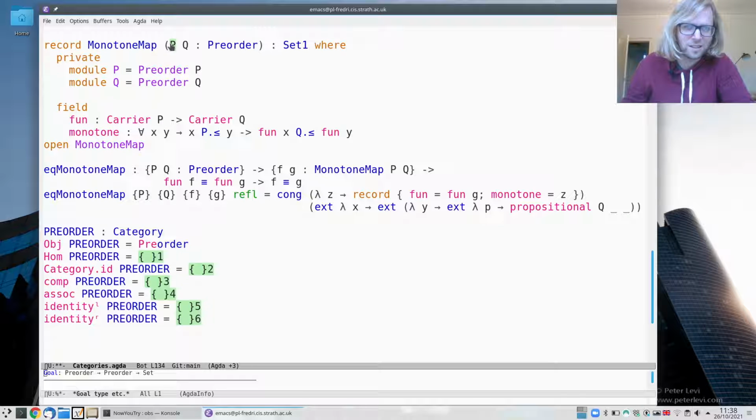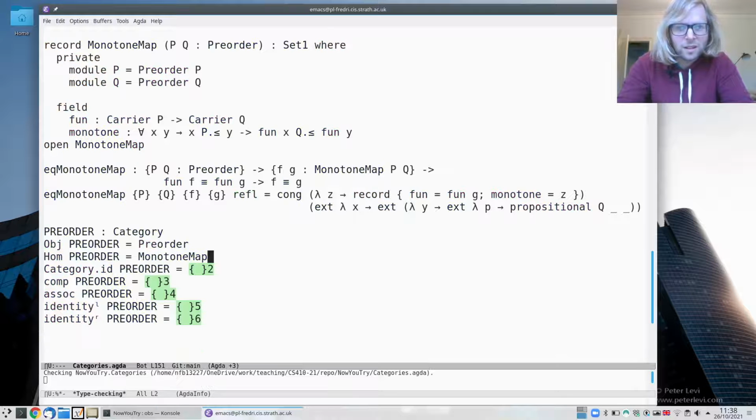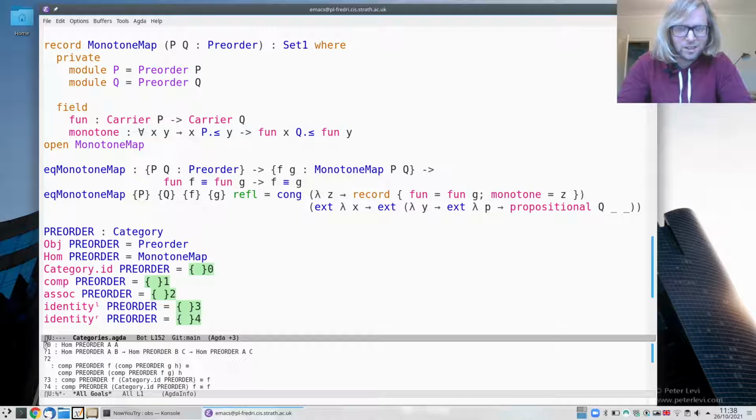So we see that that has the right type, because given two preorders P and Q, we're going to get a large set of morphisms between them. So that's going to fit right in here. And then we have to give an identity.